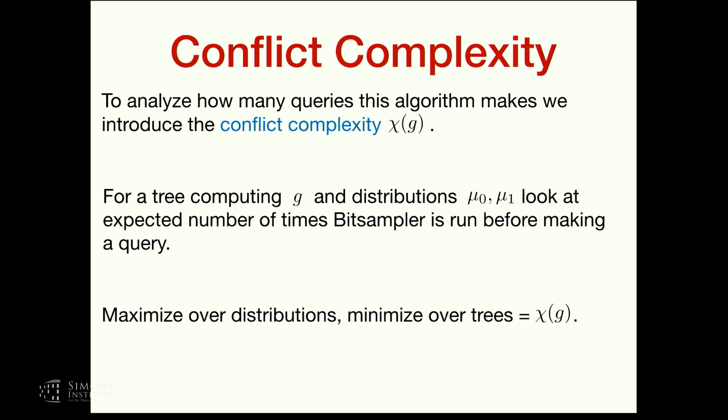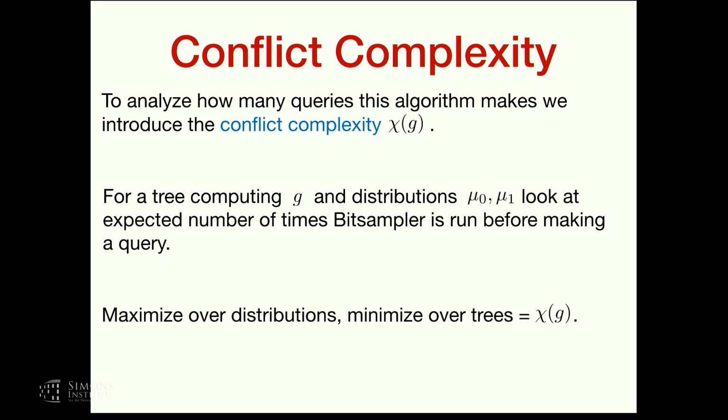So to do this, we define a complexity measure, which we call the conflict complexity. This measure is basically exactly what I just described. We have some distributions mu0, mu1. We have a tree that computes G. And we run this bit sampler routine. And the question is, what is the expected number of times that I can run this bit sampler routine before I have to actually make a query?